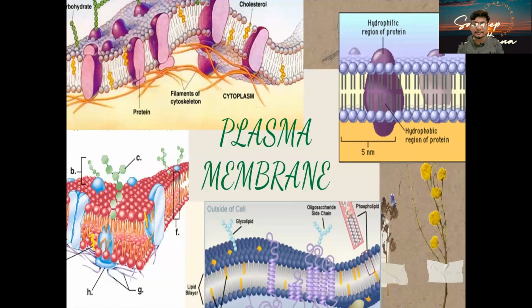Basically, it has a few components. In brief, the two important components are lipid and protein. There'll be some carbohydrate moieties present here and there, maybe in the lipid or maybe in the proteins. This is how the plasma membrane is going to be.